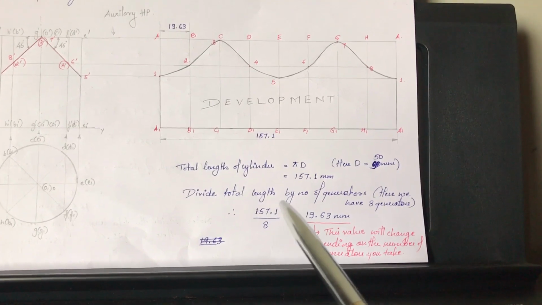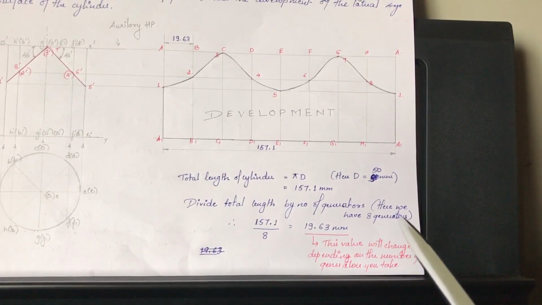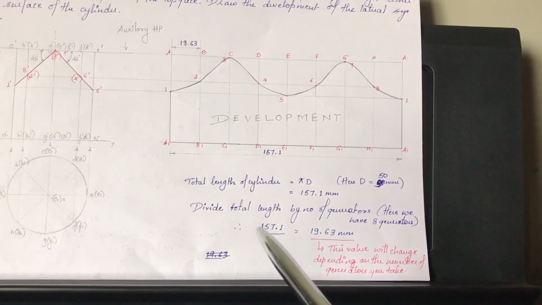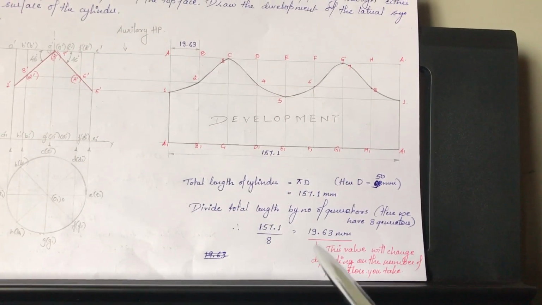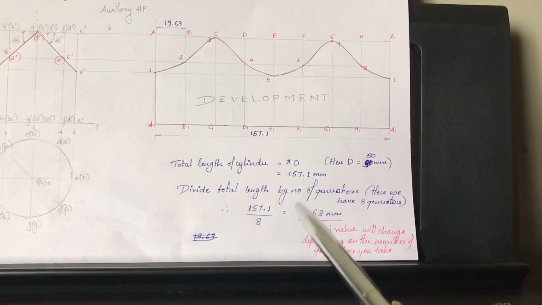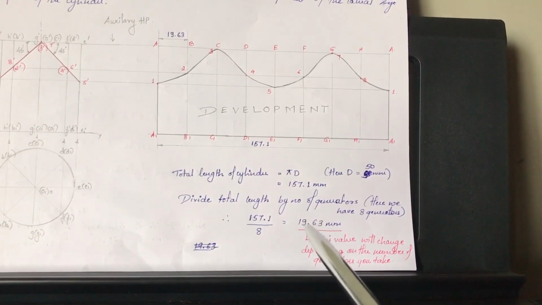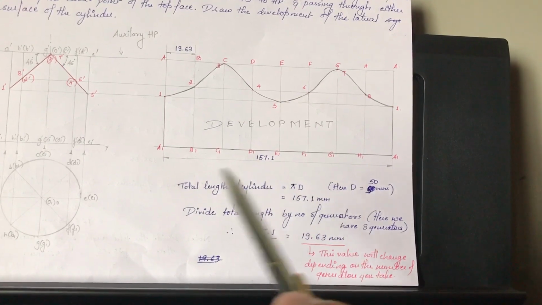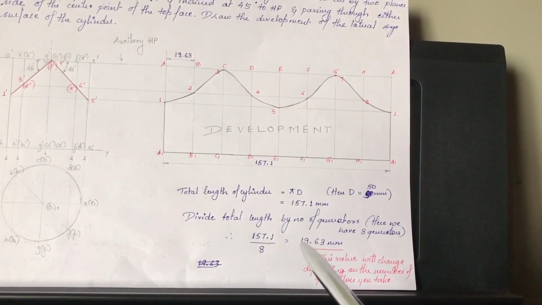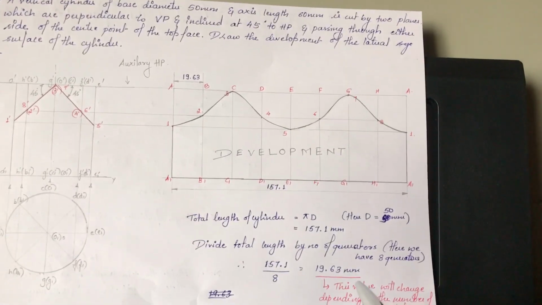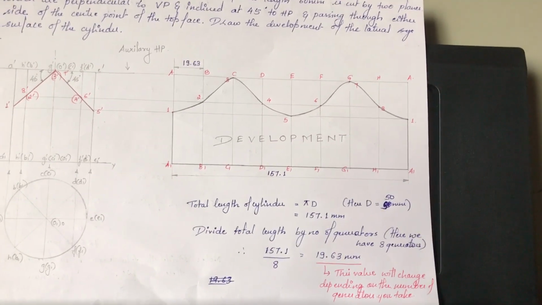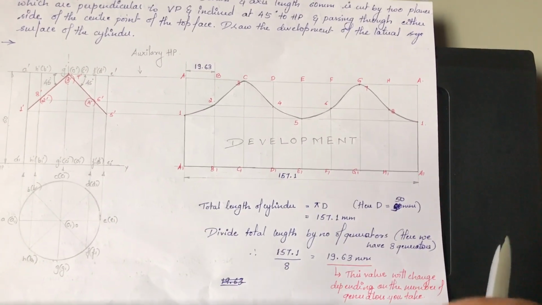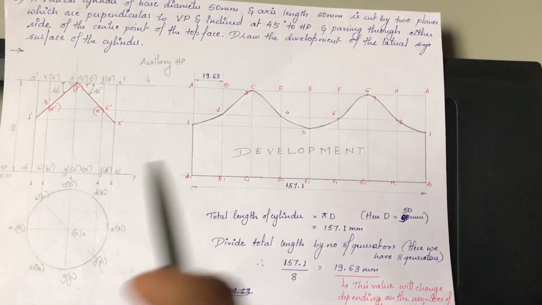Then you have to divide the total length by the number of generators. Here we have considered 8 generators, so after dividing 157.1 by 8, I get 19.63. So this value will be dependent on the number of generators. Once you get this value, you start dividing 157 into 8 parts, each measuring 19.63 mm approximately. You can go on marking. Once you get this, you go for labeling of AA1, BB1 and so on, and you complete this rectangular plane.